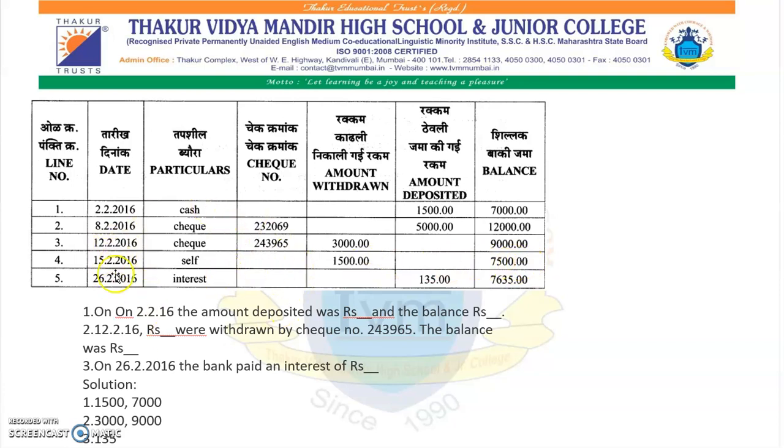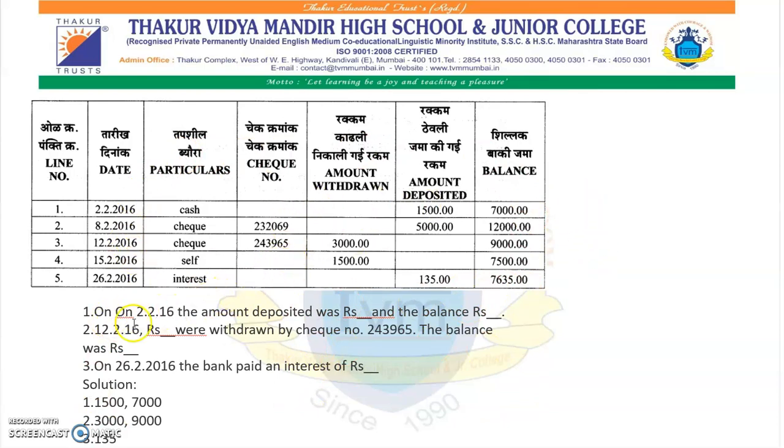And on whatever deposit we make, we get the savings account interest. Accordingly, we are getting an interest of 135. So it will be written in the deposit column, and we will get the total balance amount, 7635.